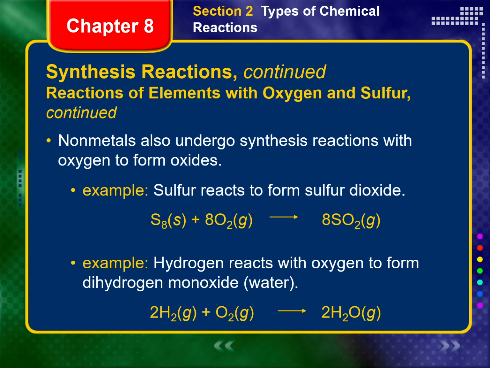Nonmetals also undergo synthesis reactions with oxygen to form oxides. Sulfur, for example, reacts with oxygen to form sulfur dioxide, and when carbon is burned in air, carbon dioxide is produced. In a limited supply of oxygen, carbon monoxide is formed. Molecular hydrogen reacts with molecular oxygen to form dihydrogen monoxide, which is better known as water, and the equation for the reaction is represented at the bottom of your screen now.